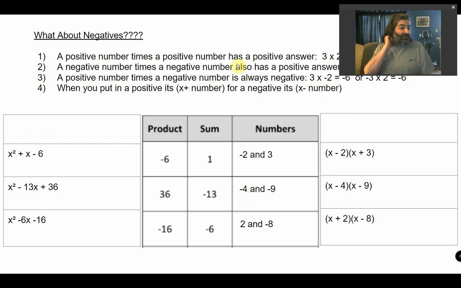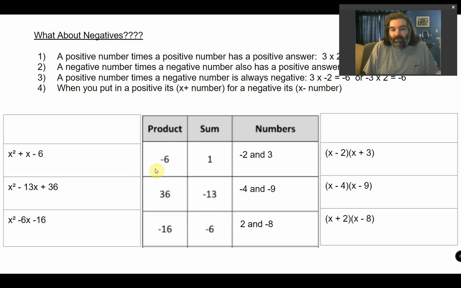What about if it's negative? Well, just remember, a positive times a positive gives you a positive. A negative times a negative gives you a positive. A positive and a negative give you a negative. So if the number you're multiplying to, and don't forget, if you see a minus there, you've got to put the minus in.